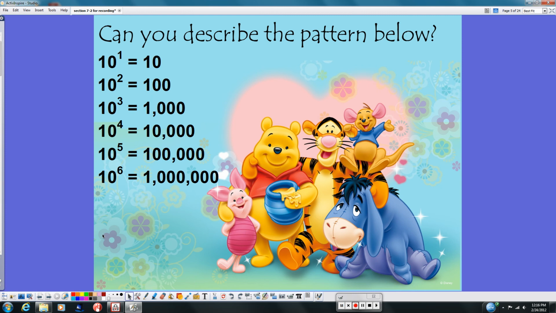Looking at the pattern, what do you notice? Hopefully you notice that each time the exponent increases, you add another 0. The reason why scientific notation works is because by adding another 0, we're basically just moving our decimal point. So that's why when we do scientific notation, it has to be times 10 to some power.